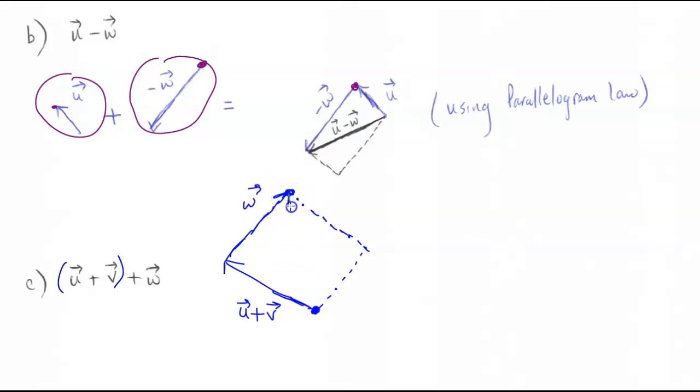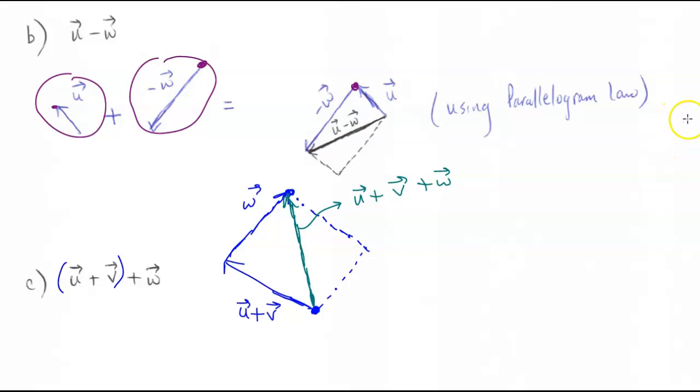So here, if we were to draw a line, get it to end there and draw that vector, this would actually be the vector u plus v plus w. Okay.